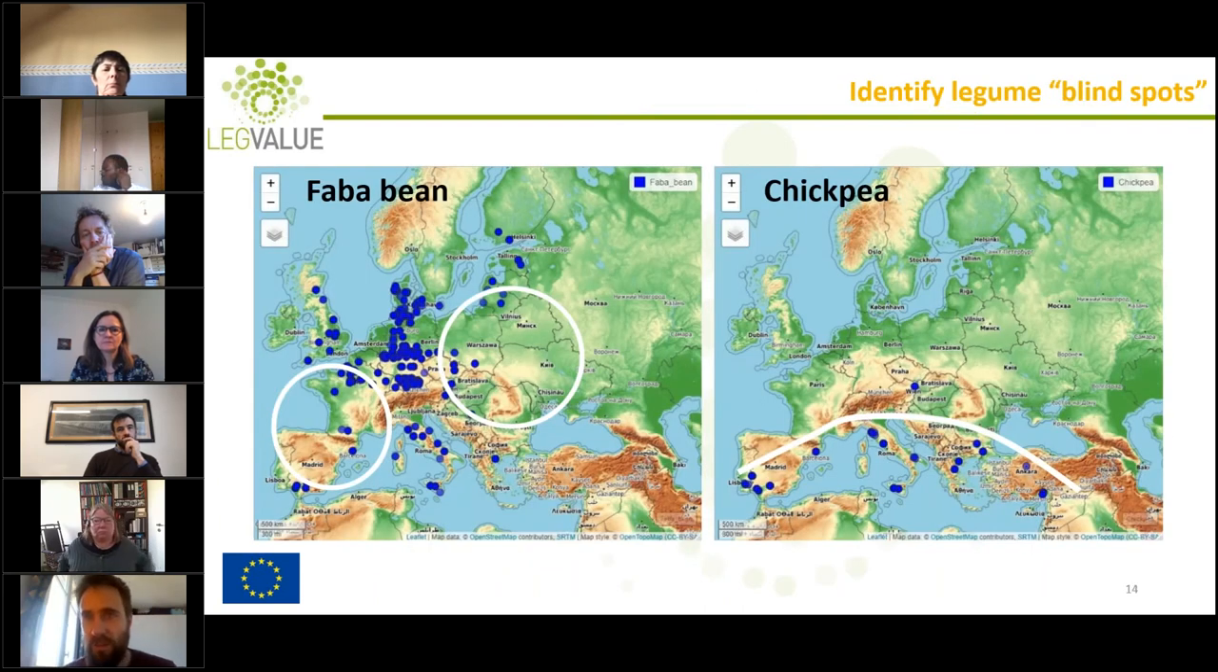The next example is how we can identify what we call a legume blind spot, which means an area in Europe where we were not able to find or access any field experiments that report grain yield. I took two examples here, faba bean on the left. You see that in the southwest of France and in Spain or in the east of Europe, we have very few or almost no field experiments. And on the right side, you see for chickpea that all the field experiments that we collected are concentrated in the south of Europe, which is no surprise, but given climate change expectations, it would be interesting, I think, to have some experiments at higher latitude.